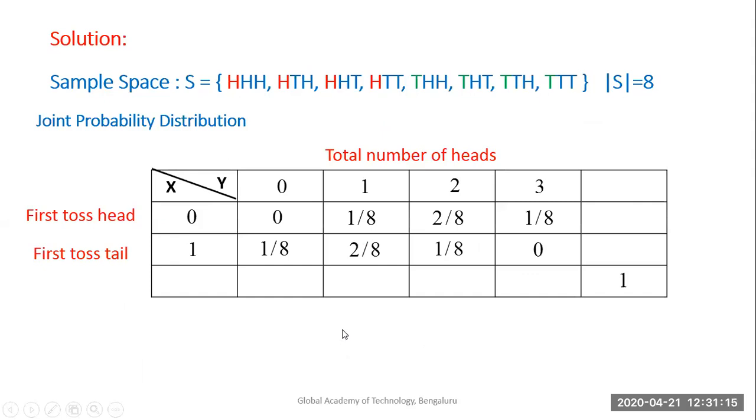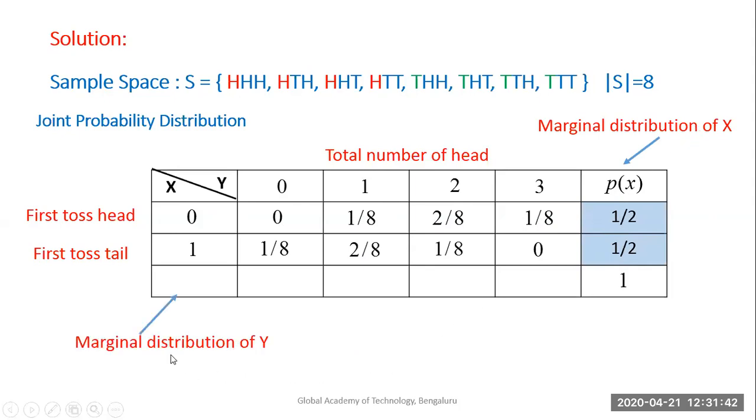Next, if you want the marginal distributions, add each row. So to get the marginal distribution for the random variable x, which is given by p of x, add these values 0 plus 1 by 8 plus 2 by 8 plus 1 by 8. So we get 4 by 8, that is 1 by 2. Similarly, the sum of these values. So 1 by 2 represents the marginal distribution for the random variable x.